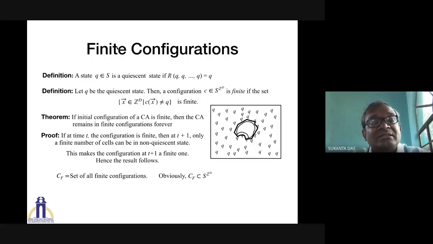Now let us consider CF, the set of all finite configurations. C, that is S to the power Z to the power D, is the set of all configurations, and here I am extracting some configurations from that set. CF is the set of all finite configurations, and it is obvious that CF is a proper subset of S to the power Z to the power D.